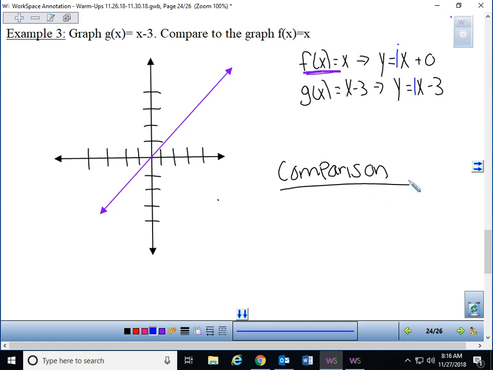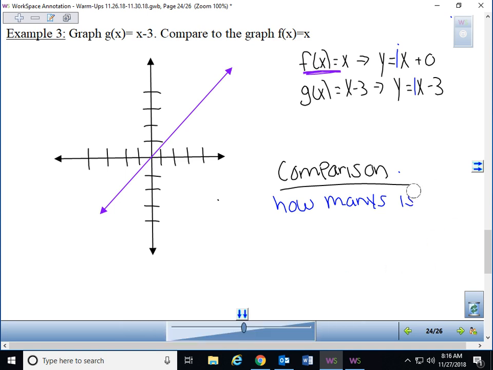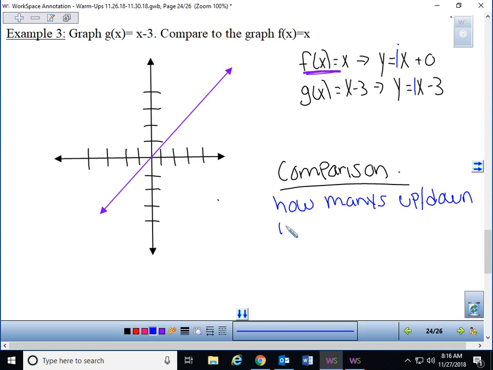The comparison, and you'll see this on your homework, I just want you to tell me how many units, let me write it down here. You're really saying how many units up or down is g of x compared to f of x? That is what you're comparing. So in order to do that, at least to begin with, we're just going to graph the two equations.